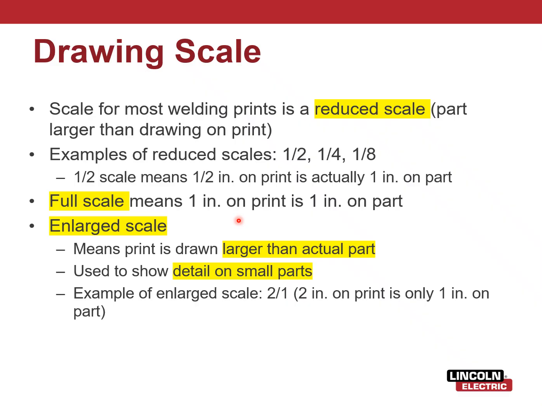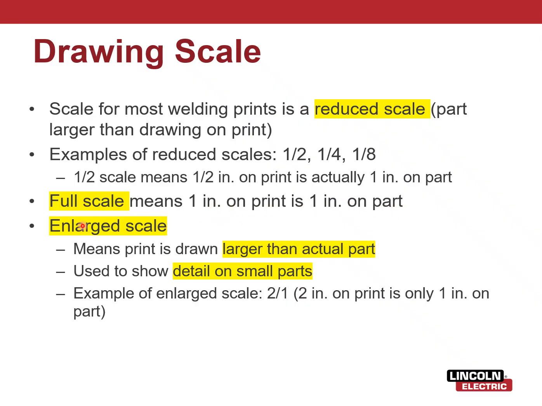Okay, now getting into scale. For the most part, welding prints are reduced scale. That's the most common, right? Typically what you're looking at on a print is a smaller version of the actual part. So this is like a 1:2 ratio, 1:4 ratio, 1:8. So half scale means 1/2 inch on print is actually 1 inch on part. Full scale, also known as a 1:1 ratio, means 1 inch on print is 1 inch on the part.